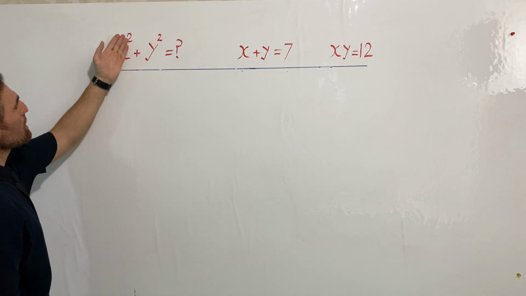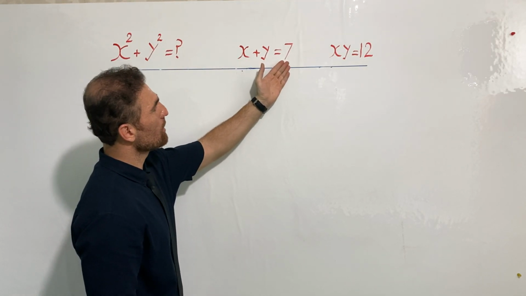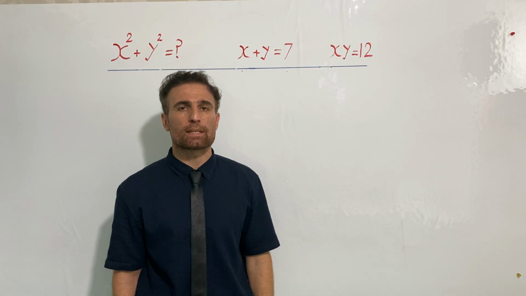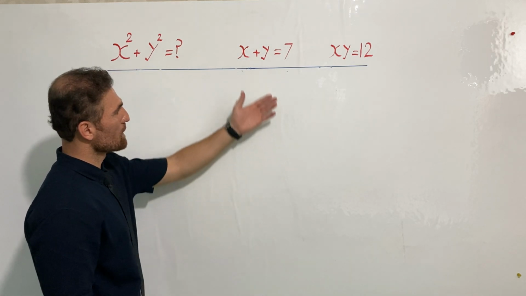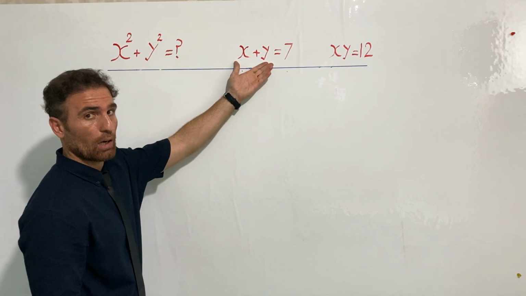Find the value of x squared plus y squared, where x plus y equals 7 and xy equals 12. Let me start with the common mistake students usually make. To solve this, students usually start with this important information in the question. Right, we can start with this, but how?